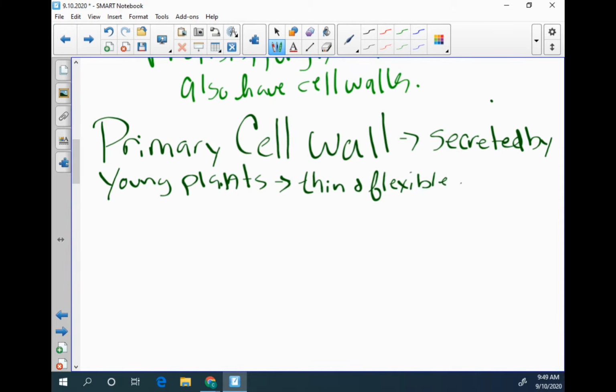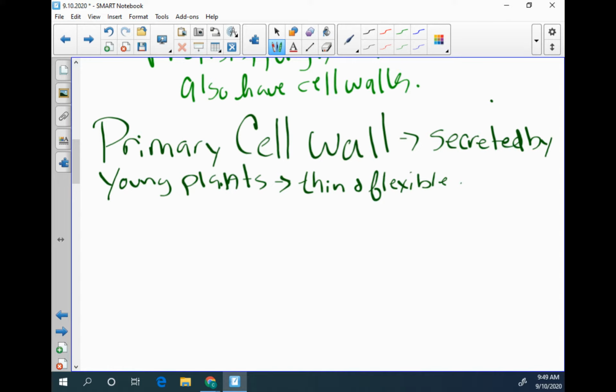Think about a little bean sprout, right? It's pretty easy to maneuver around. It doesn't necessarily need all that protection from the wind because it's not super tall. You can't get up there to catch the wind in the first place. So those first cell walls that are secreted by young plants are typically thin and flexible.